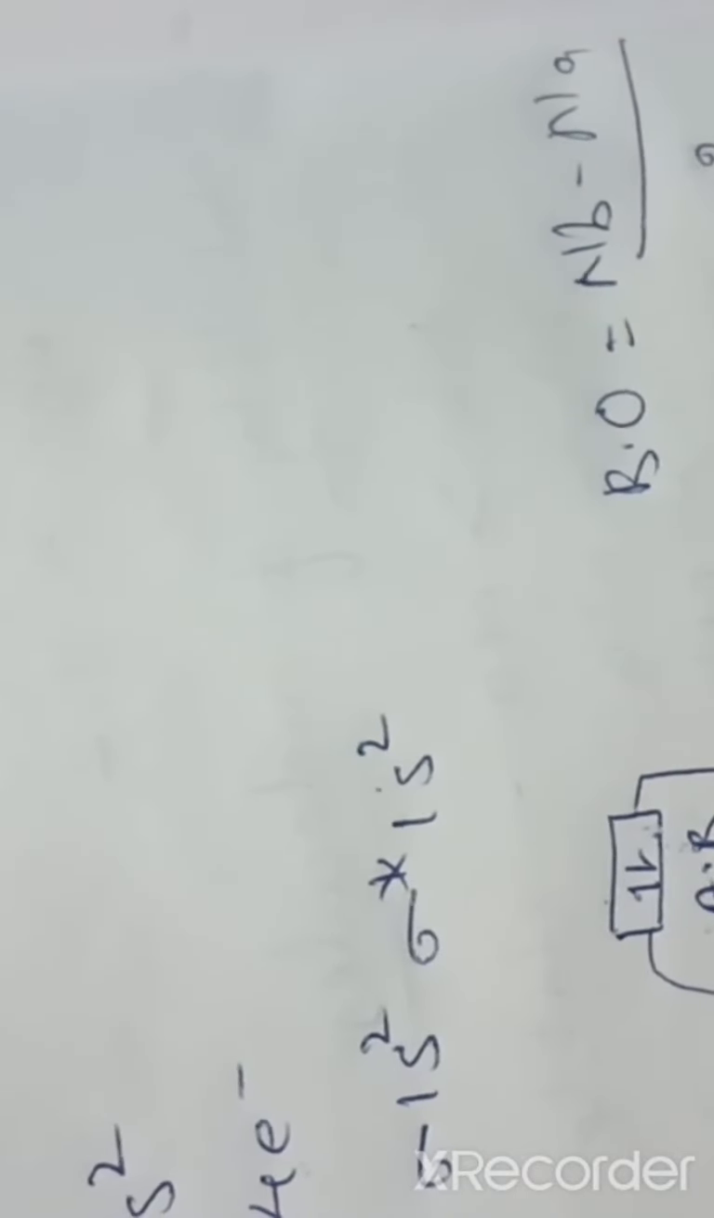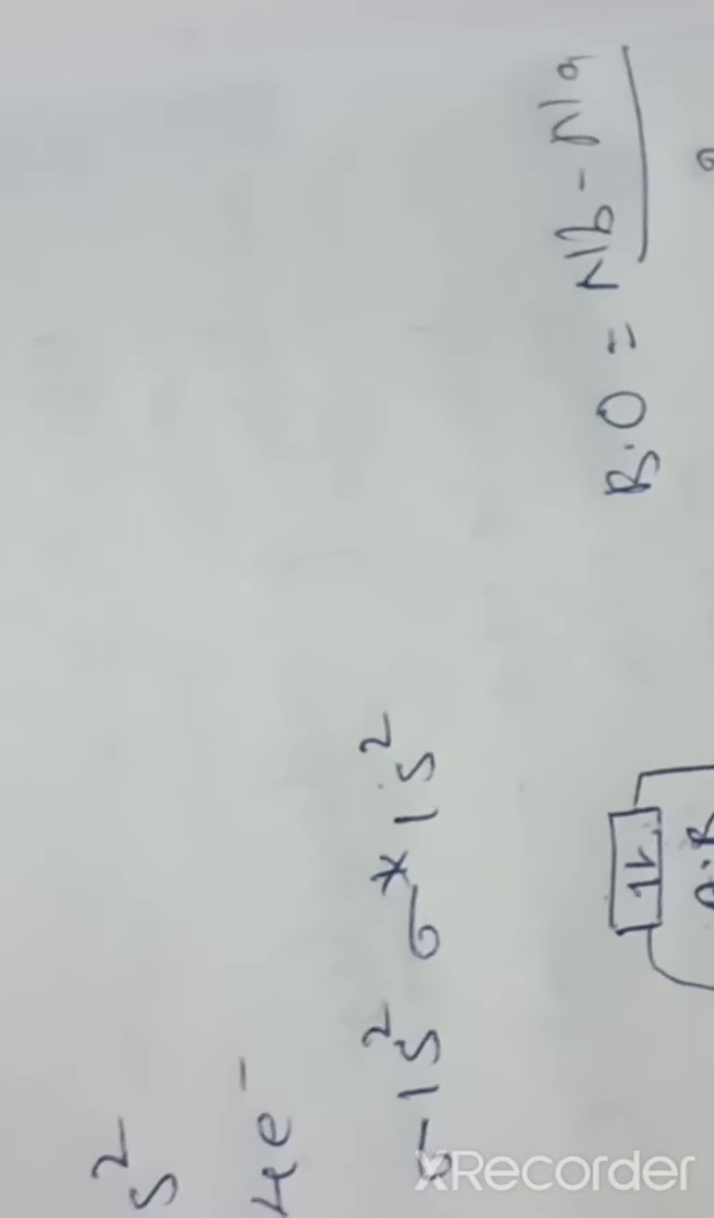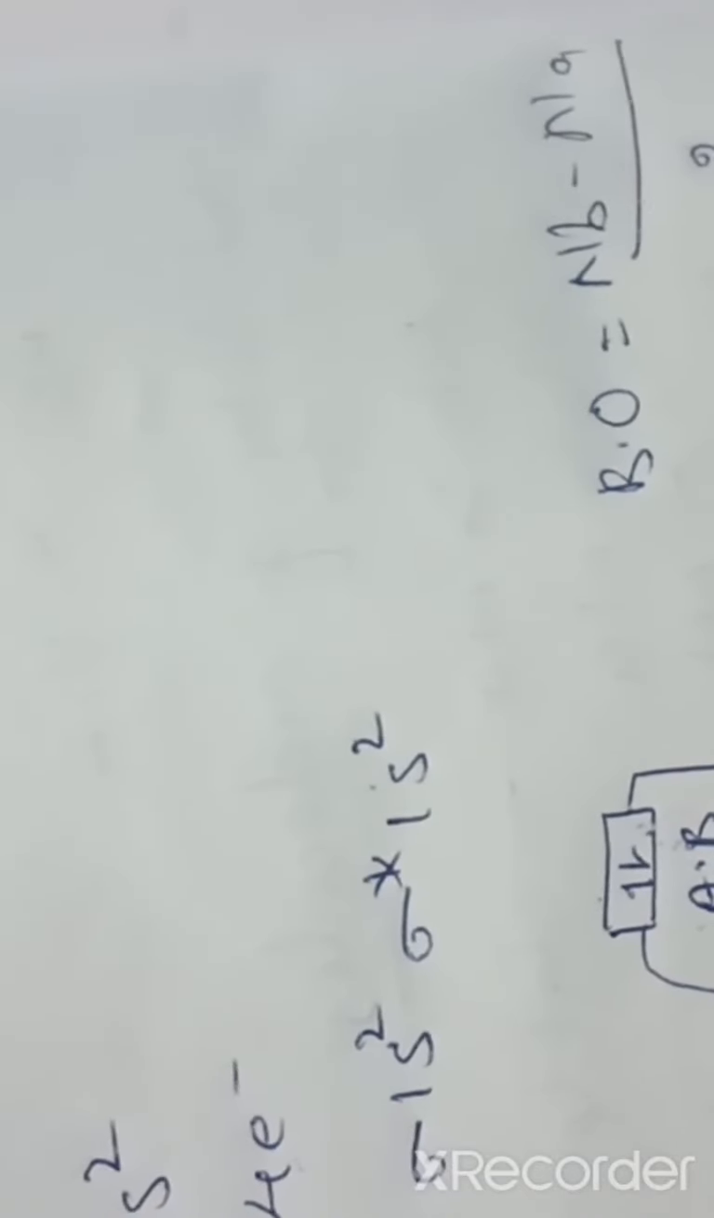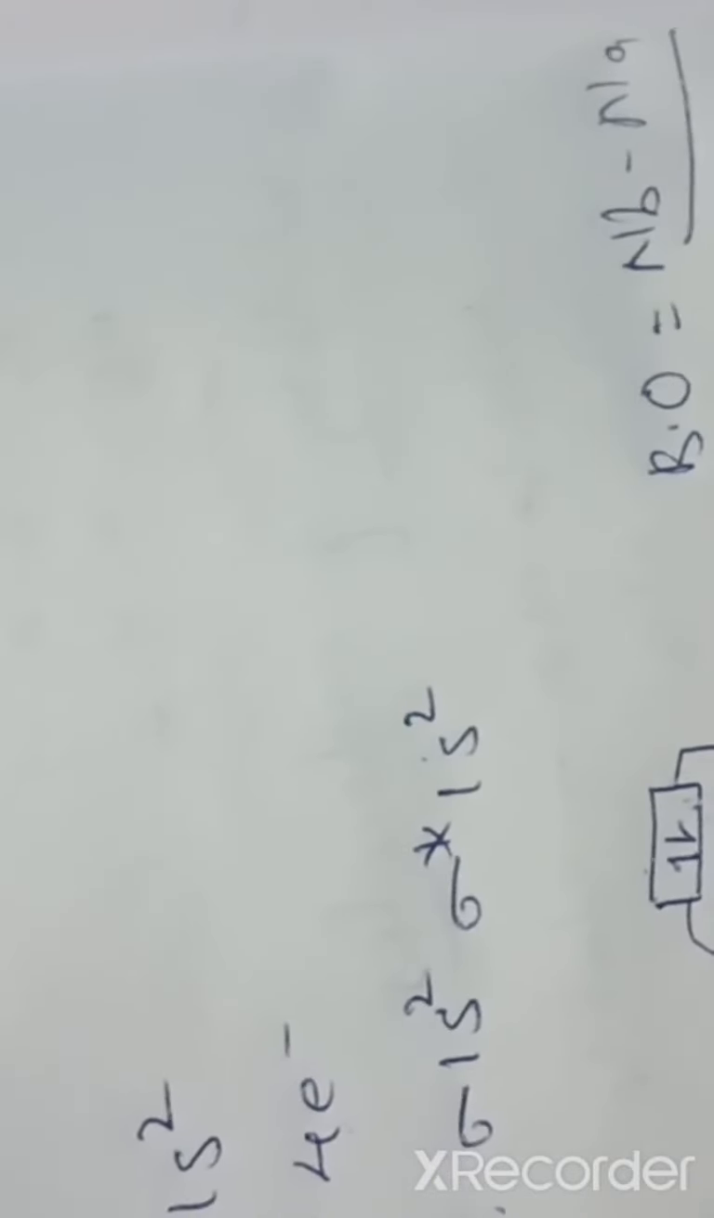Understood, children? Similarly, it can be shown for the beryllium molecule also. It has sigma 1s2, sigma star 1s2, sigma 2s2, sigma star 2s2. It also does not exist. So the next molecule we are seeing is important.